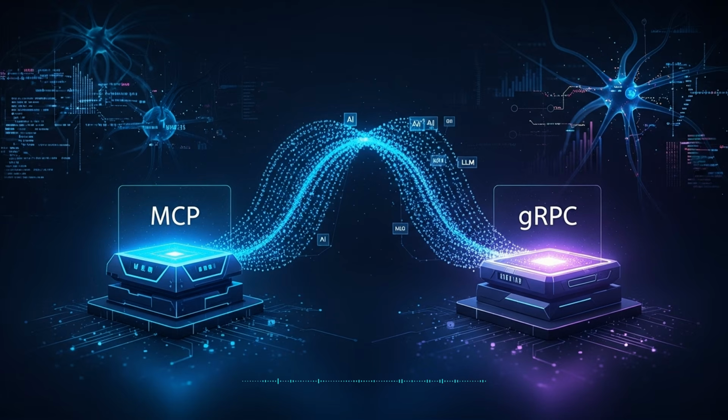Human readable, great for LLMs to understand directly, but it's verbose. A simple request might be, say, 60, 70 bytes of text. Whereas gRPC, protocol buffers, is binary, much more compact. That same request might only be 20 bytes.